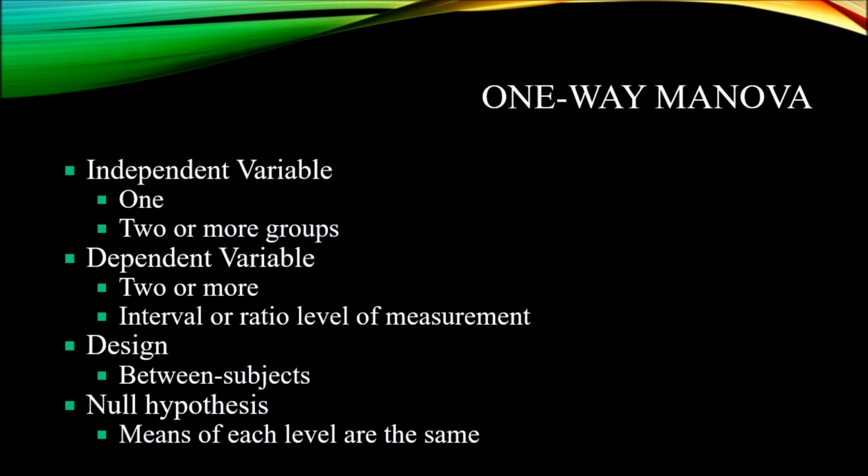The null hypothesis here is that the means of each level are the same, and the means are the same on a linear combination of the dependent variables. So it's taking a linear combination of the depression variable and the anxiety variable, and it's looking at the means in terms of the three groups, CBT, psychodynamic, and treatment as usual.